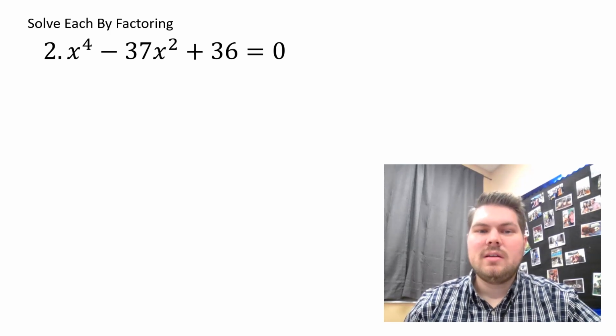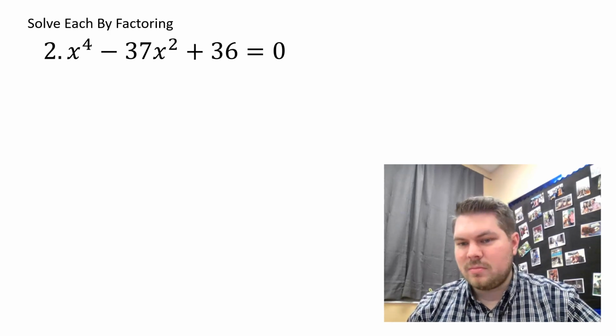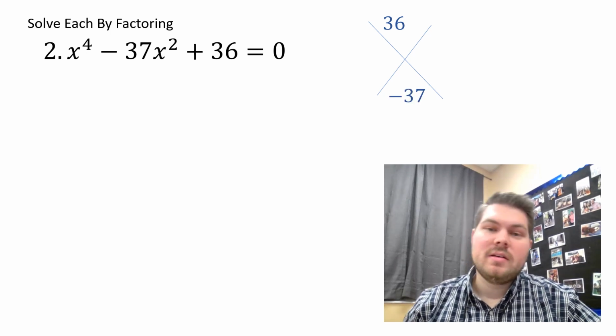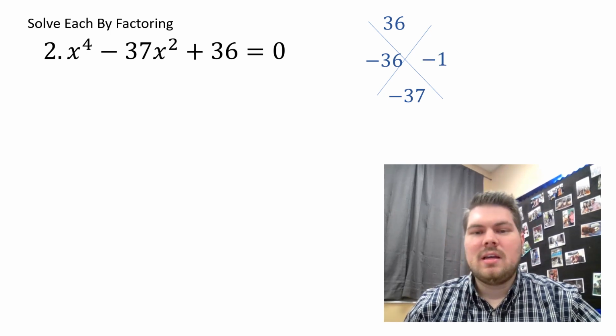Now in this one, we can already solve using what we normally would do for our trinomial. But keep in mind, it's x to the fourth and x squared. So you'll see what happens there. So we have 36 up top, -37 on the bottom. So we're going to get -1 and -36.